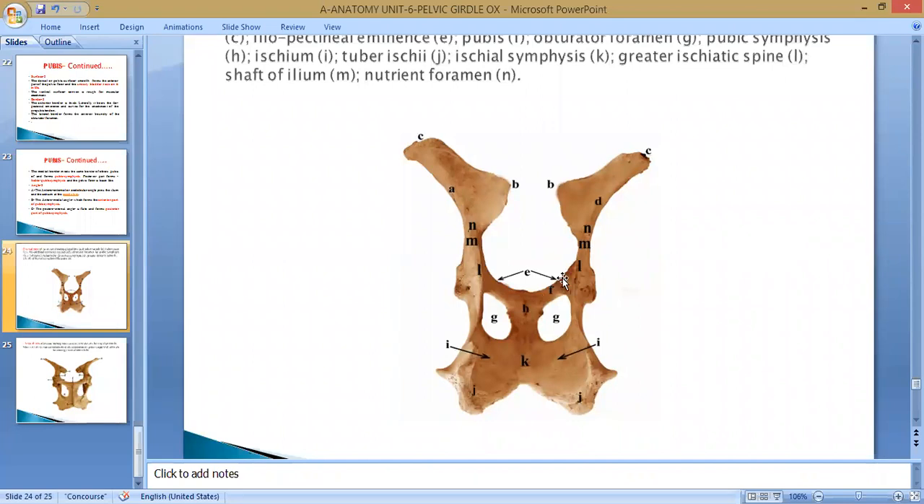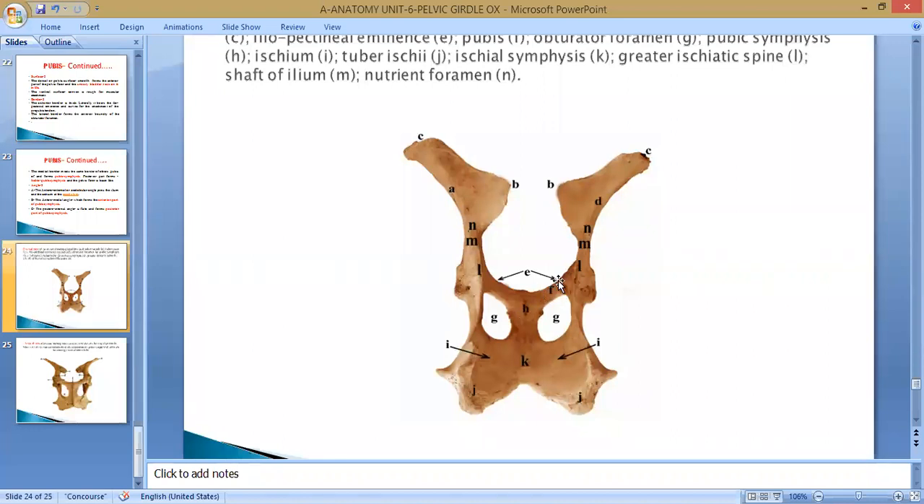So this is the anterior border, from I to E. This is the anterior border, and this is the posterior border. The posterior border forms the anterior part of the obturator foramen, and this is the medial border, which forms the pubic symphysis. So the three borders are clear.